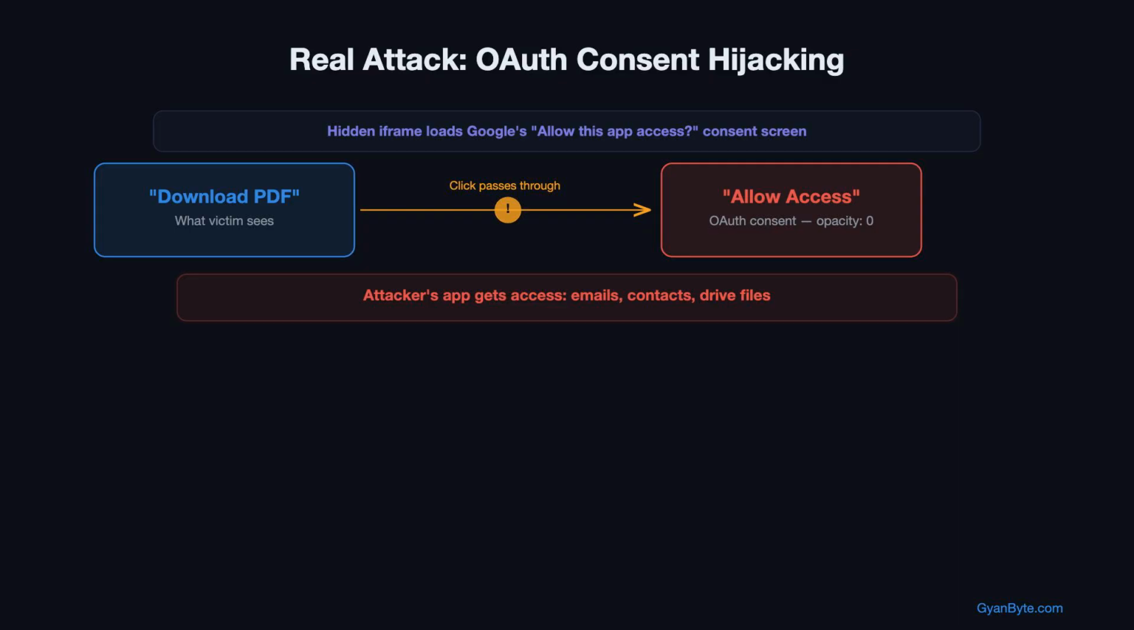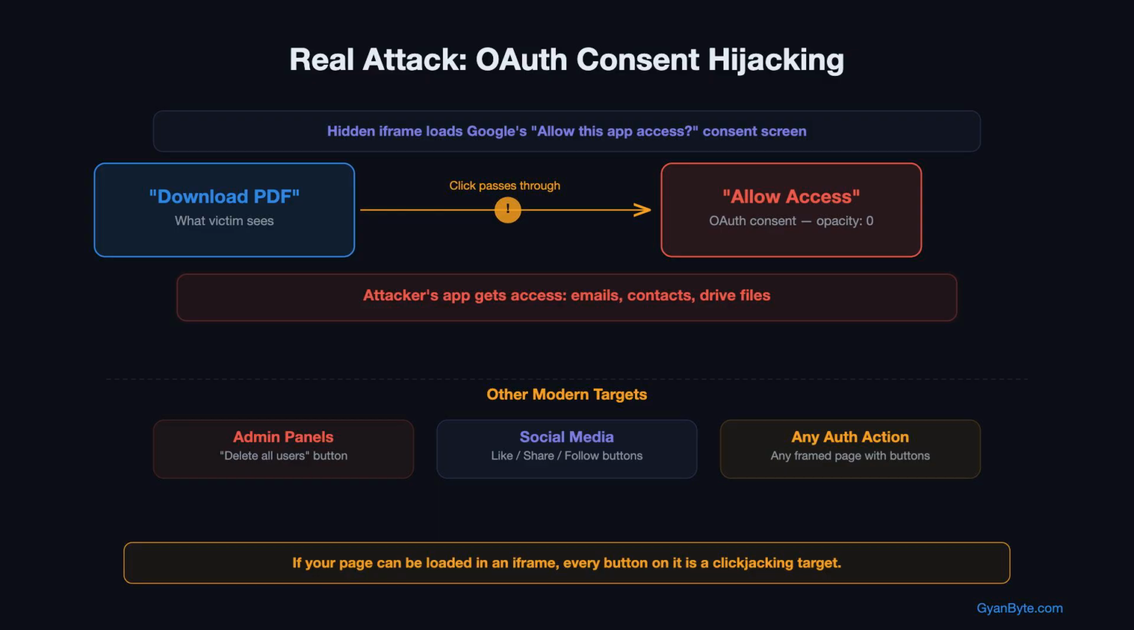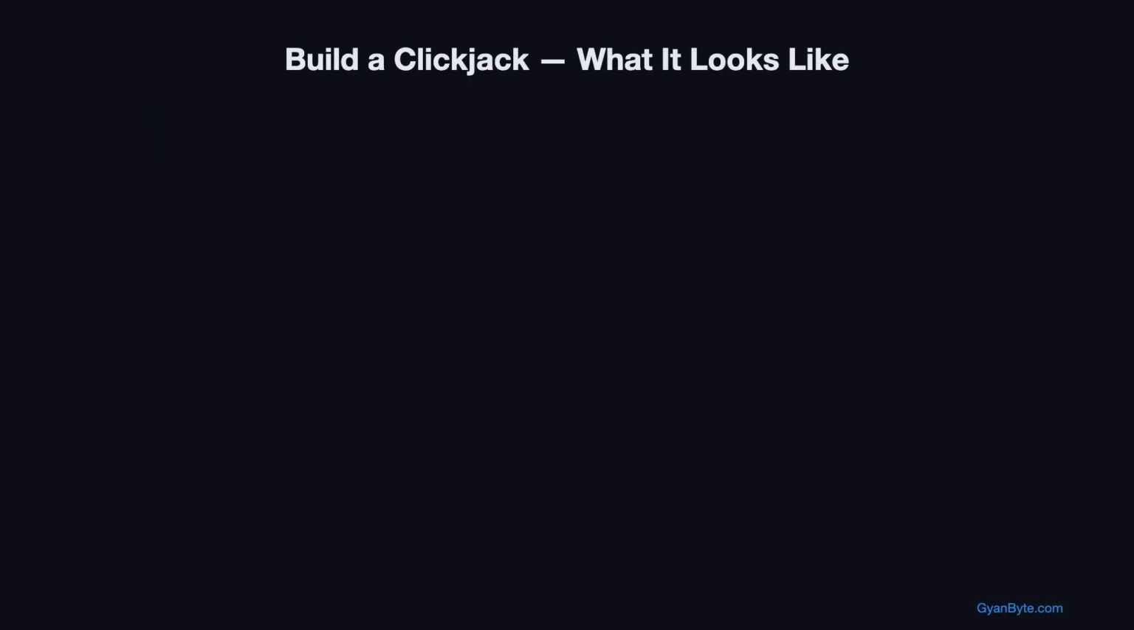This isn't just OAuth. Admin panels are prime targets. Delete all users button behind a click here for a price page. Social media like buttons behind fake content, any authenticated action on any page that can be framed. If your page can be loaded in an iframe, every button on it is a clickjacking target. Every single one. Let's build a clickjack from scratch.